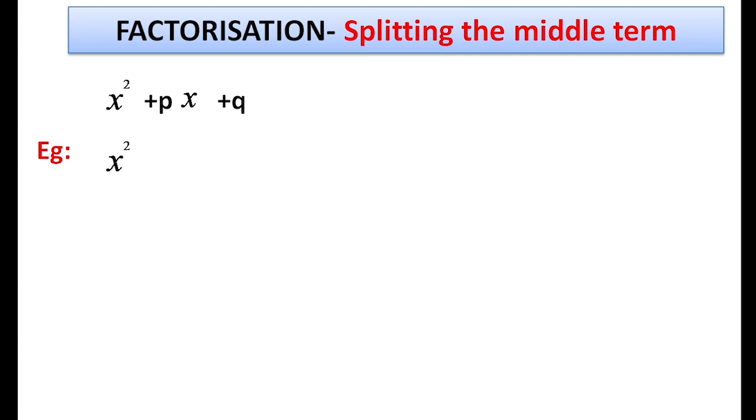Consider this example, x square plus 5x plus 6. Here the sum is 5, that is the coefficient of x, and the product is 6, that is the constant term. Here the coefficient of x square is 1. Such type of questions I have already explained in my previous video. Here also we are splitting the middle term only. Sum is 5 and product is 6. Here we are factorizing the product. That means here we need to find the factors of 6.